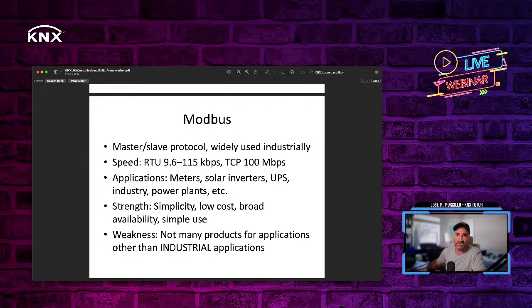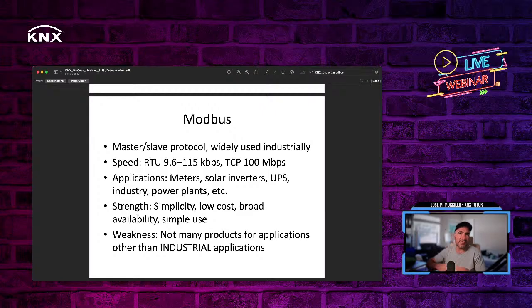So KNX is not the best protocol in terms of everything. It doesn't fulfill all the needs in the market like A, B, C, D, F, G. But what I like about KNX is the range of products that we can find in the market. This is great, and this is why I always prefer to go to KNX as the backbone in the building. And then, if you need to connect to Modbus, you just use a KNX Modbus gateway, which is, by the way, very cheap.